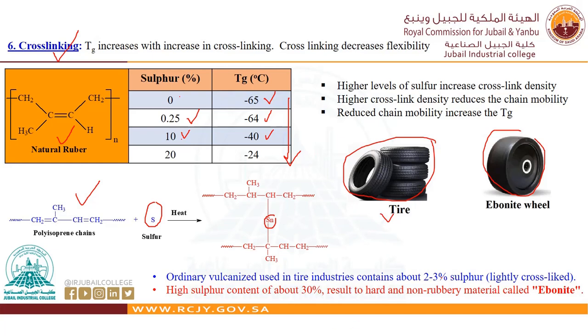Now, for a tire, you need about 2 to 3% sulfur for the vulcanization process, and if it is high sulfur content, which is about 30%, then you end up with what is called ebonite. It is very strong, and it's a wheel that is used for some trucks and some other devices, especially children's scooters. They are made from ebonite.